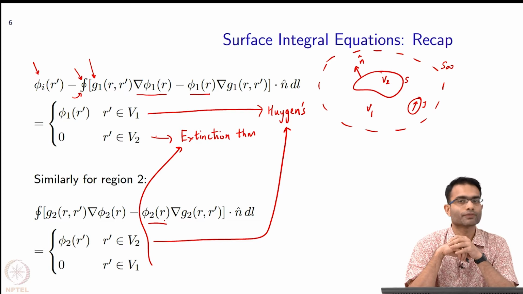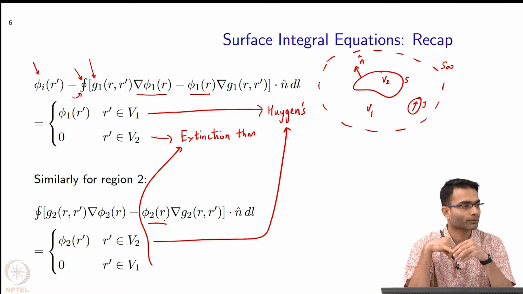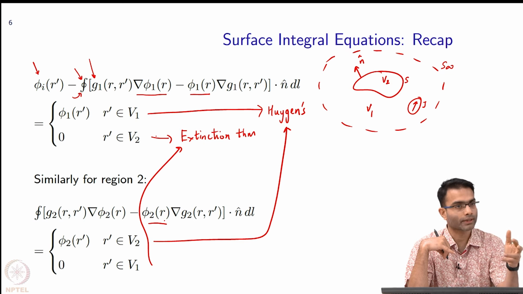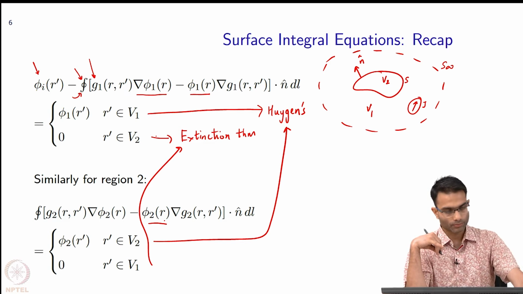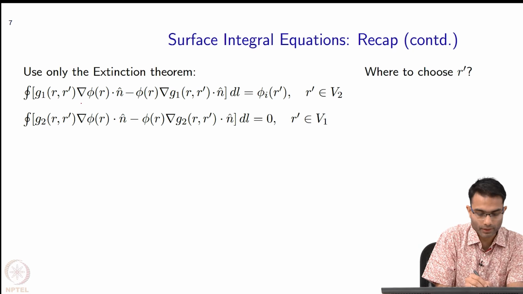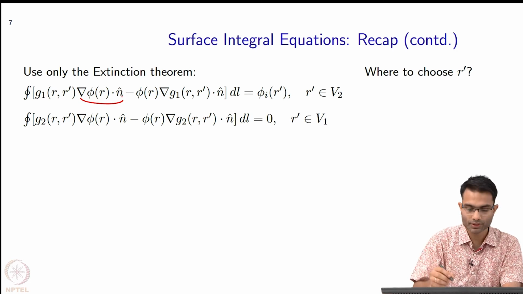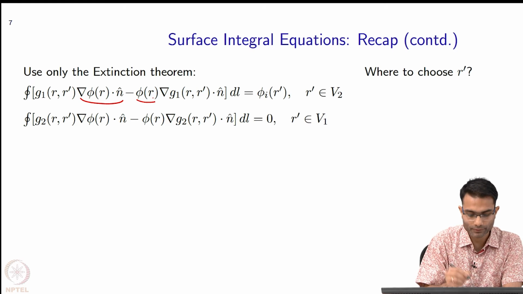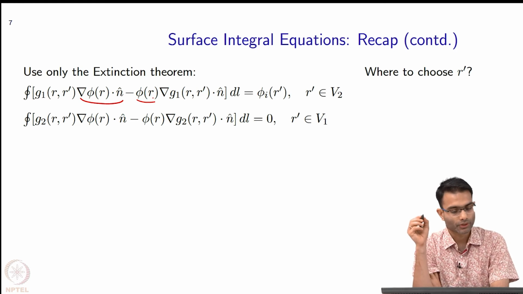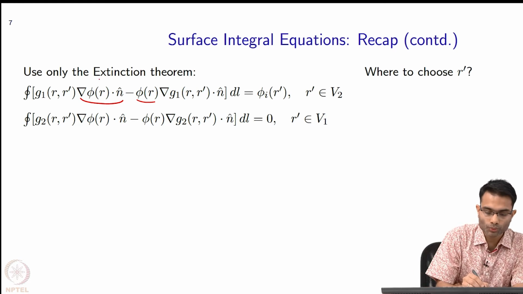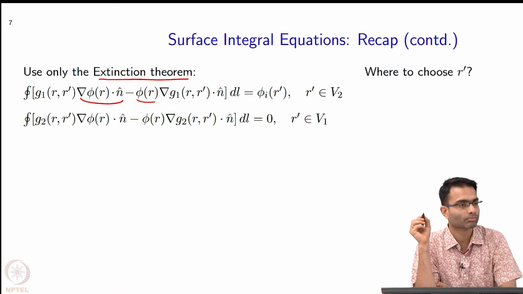So, continuity of tangential E field gave me phi 1 equal to phi 2, and continuity of H tangential gave me grad phi dot n hat is the same on both sides. Okay. So, recognizing that, I am writing a new symbol grad phi dot n hat, that is the same in both equations, and phi, right. So, what I have done is I have chosen only the extinction theorem, right.